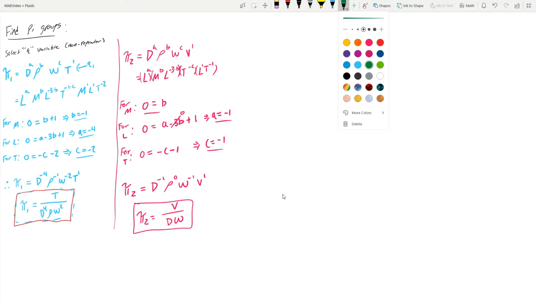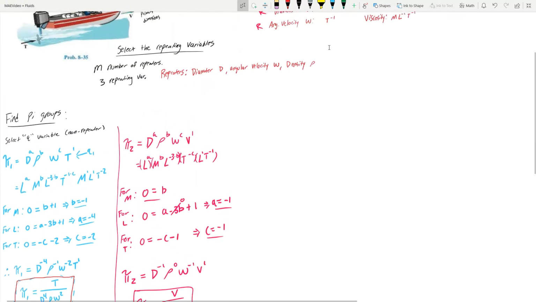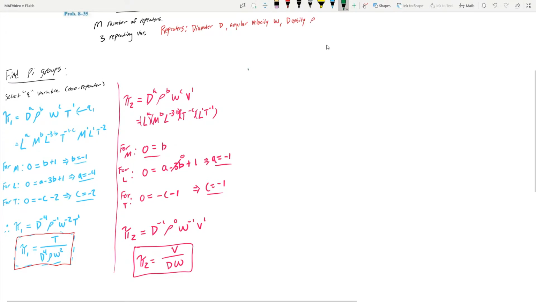All right, and then last but not least, we're going to do the same process for pi 3 here. So if you had more than 3 pi groups, you would just do the same process for all your pi groups. Essentially, the only thing that would change if you have more pi groups is going to be your Q. So your repeaters are always just going to be your repeaters in the beginning, and then your Q would just be that last term that we're multiplying by at the end.